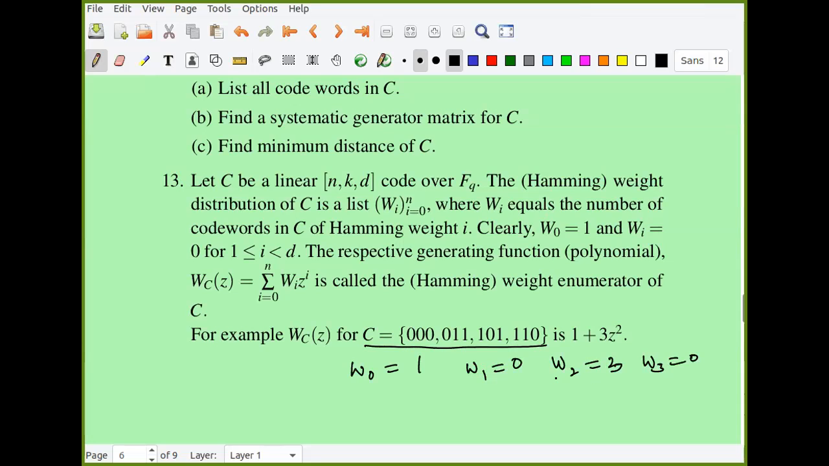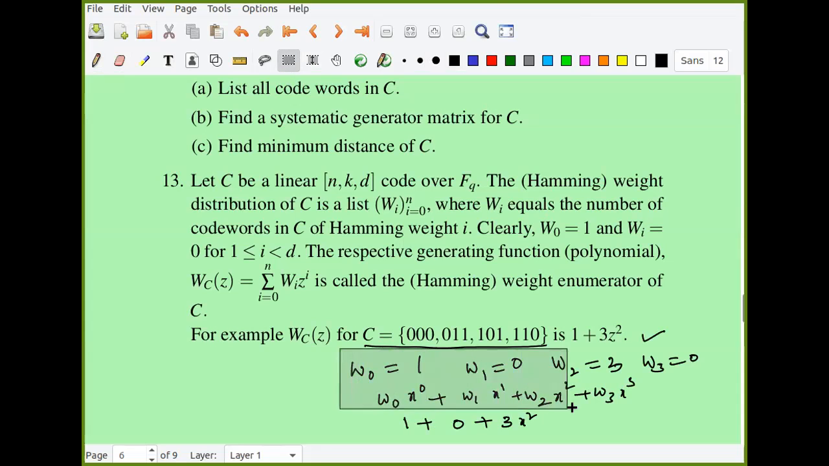So the weight enumerator polynomial means we are taking W_0 x^0 plus W_1 x^1 plus W_2 x^2 plus W_3 x^3. So now this is 1 plus 0 plus 3x^2 plus 0. Is it clear? An example of a weight enumerator polynomial. Is it okay? Okay, good.